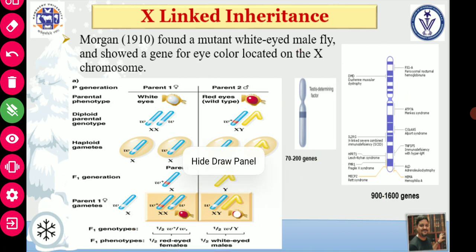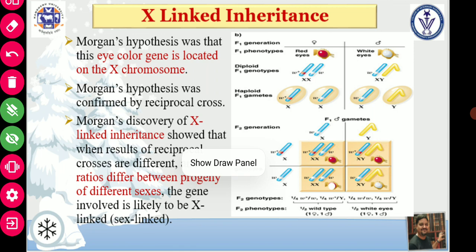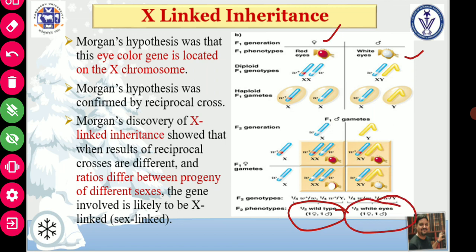Now, what did he do? He did a reciprocal cross. What is a reciprocal cross? Now he changed the sex. He took red-eyed females and crossed them with white-eyed males. Now in this case, what did he find? He found half wild type, that means half red animals, with one red female and one red male. Whereas he got half white-eyed individuals, in which he also got one white-eyed female and one white-eyed male. Now, what I wanted to tell you: take one piece of paper and try to do this cross that I have depicted here in the pictorial form.